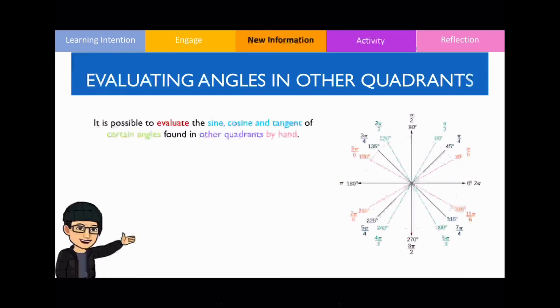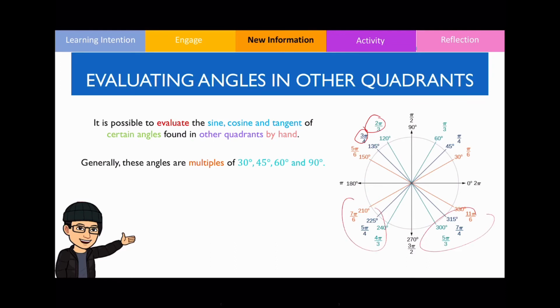All right, so far we've pretty much been evaluating angles found in the first quadrant, but you could also find the sine, cosine, and tangent of other angles found in other quadrants, okay? But this can only be done by hand for certain angles, and the ones where you can do it by hand are angles that are multiples of 30, 45, 60, or 90. So for instance, 120, well, we know that 30 can go into 120, 60 can go into 120 as well. In terms of 135, that's a multiple of 45. And all of these other examples over here are multiples of 30 or 45 or 60, etc., okay?